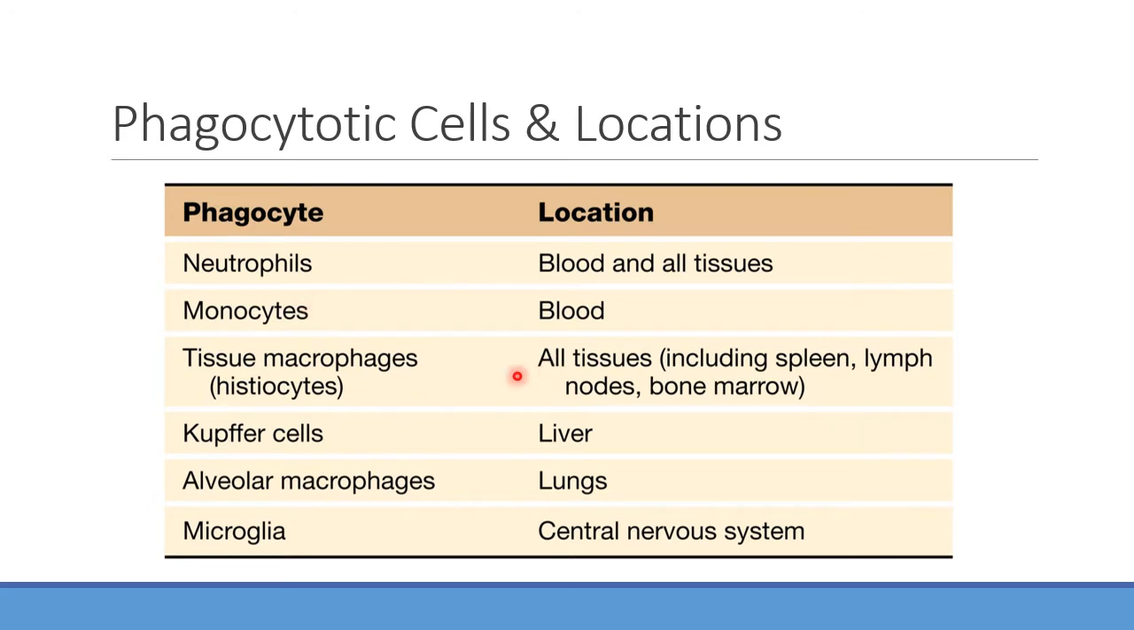Anyway, you're also going to have tissue macrophages. You can especially find these in the spleen. The spleen is really good for filtering what?